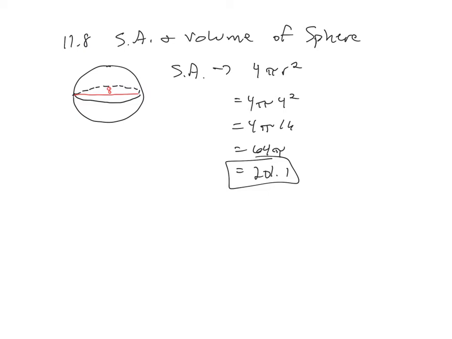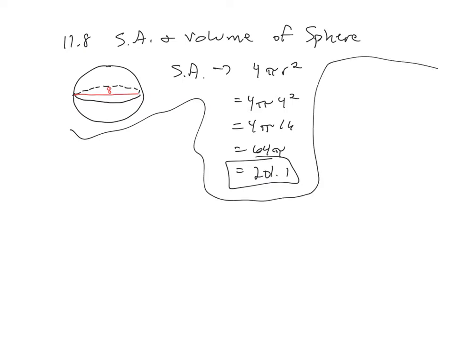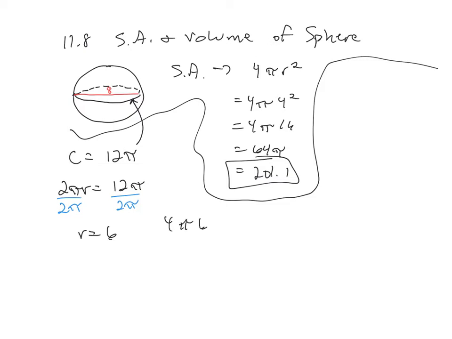So the curveball could be, if it said the circumference equals 12 pi, like the circumference of the circle that goes through the middle. The circumference formula would be 2 pi r, and then it's going to equal 12 pi. So when you solve for r, the pi part reduces, and 12 divided by 2 is just 6. And then you would plug it into 4 pi 6 squared. So that's 144 pi.